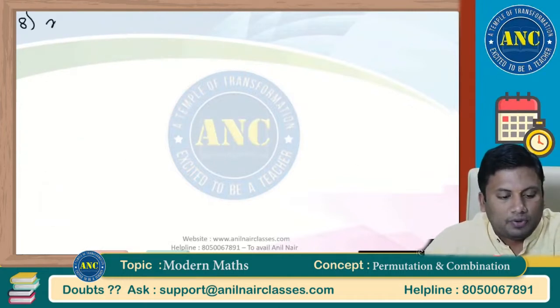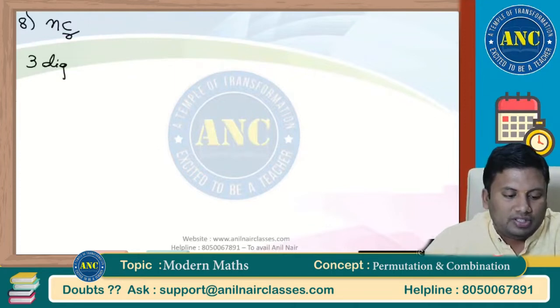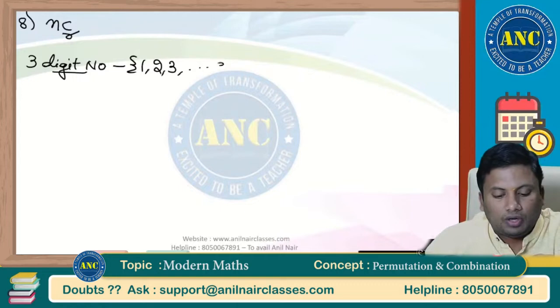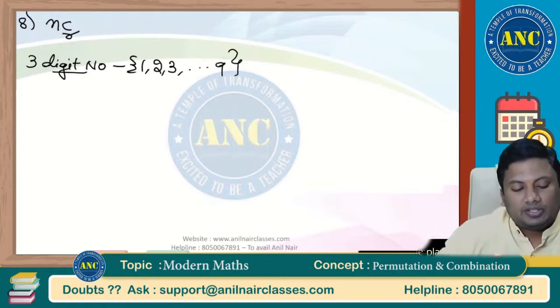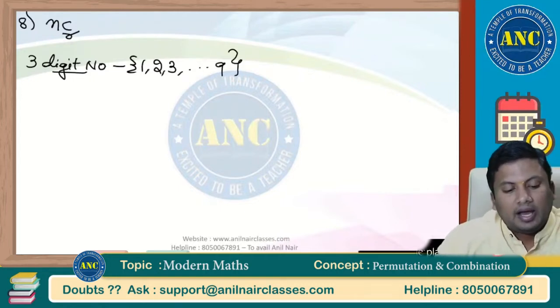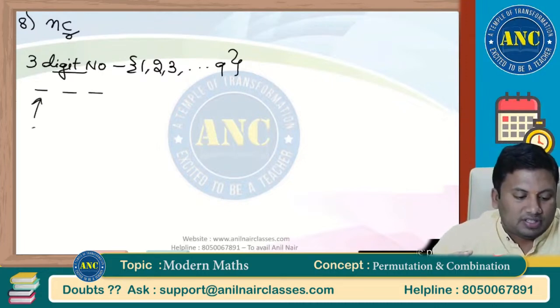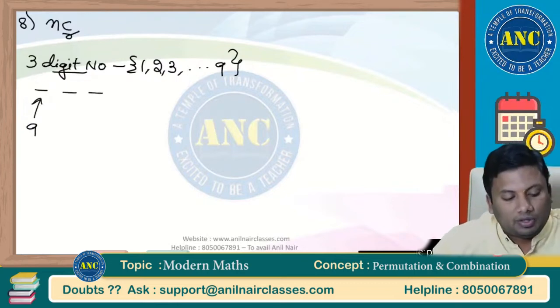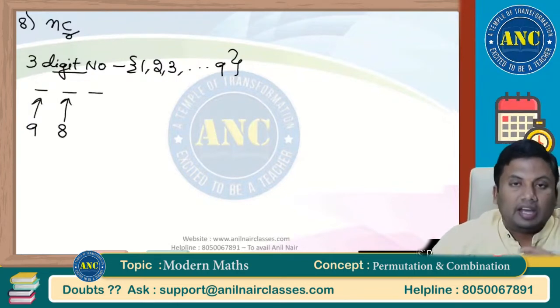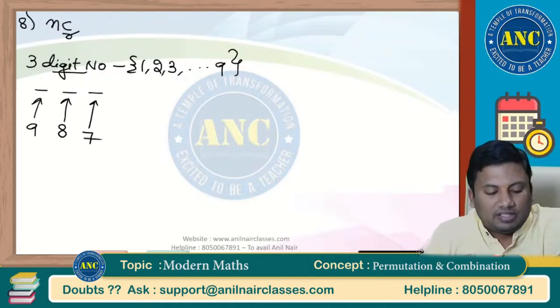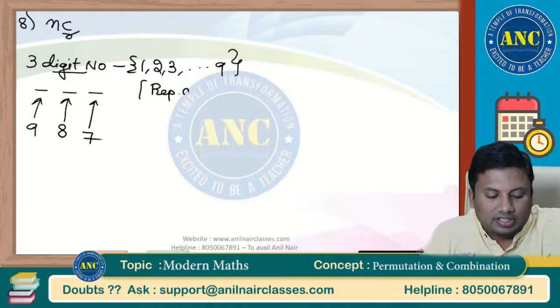Eighth one, suppose it is nCr. Suppose I want a 3-digit number from the digits 1, 2, 3 and so on up to 9. There are 9 digits. So the first digit can be taken by any one out of the 9 digits, the second digit any one out of the 8 digits, and the third digit any one out of the 7 digits. Repetition of the digits is not allowed.